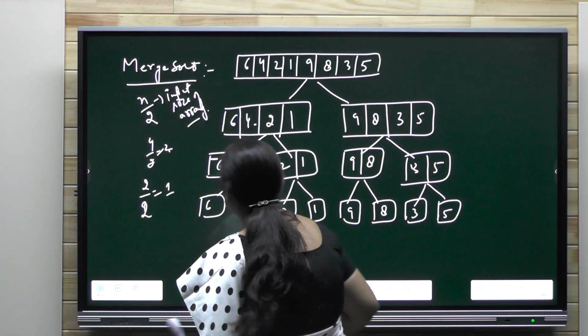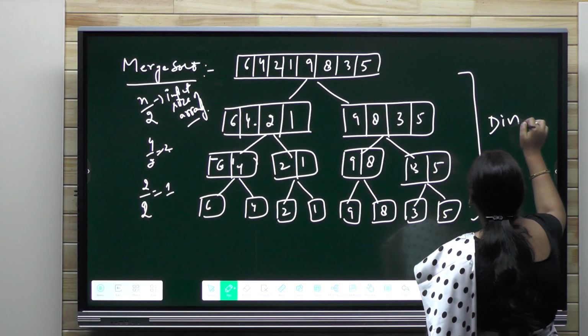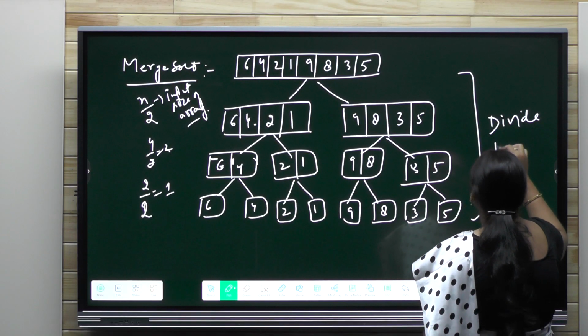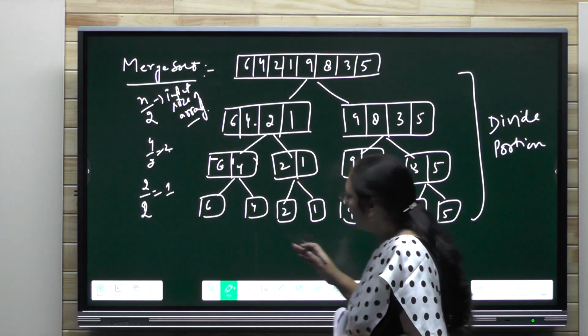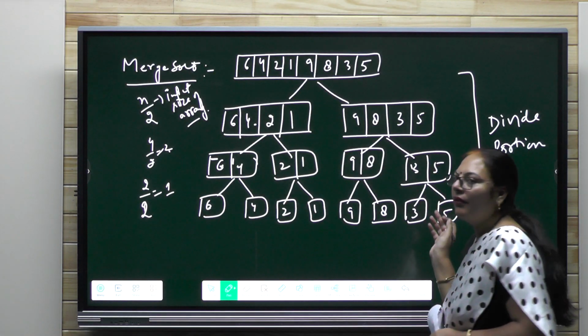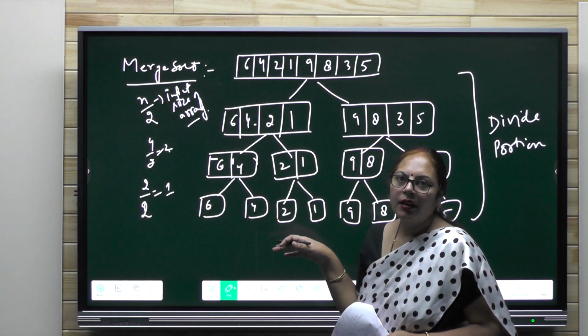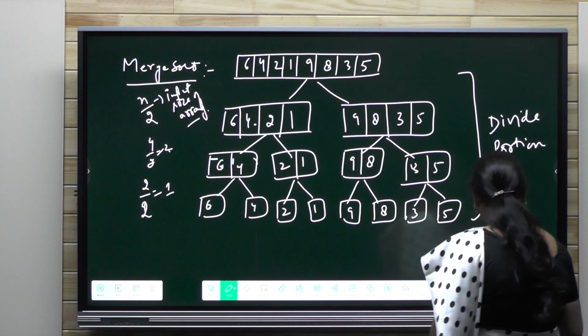This was the divide. In the divide and conquer approach, this is the divide portion. After dividing, till we reach one element, we will keep on dividing the array. After dividing, now the conquer part will start. So how will the conquer part work?